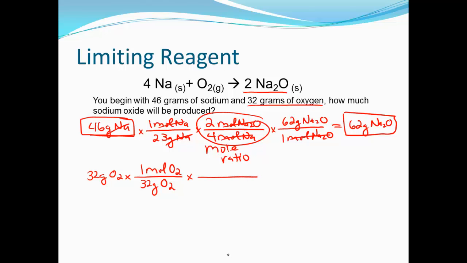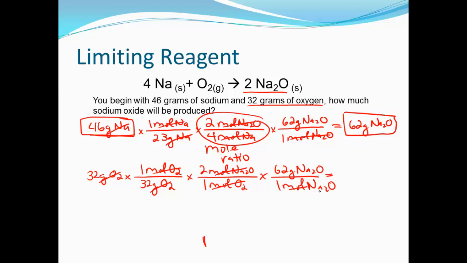Then we use our mole ratio from our balanced equation. For every 1 mole of oxygen, it will produce 2 moles of sodium oxide. Grams of oxygen cancel out, moles of oxygen cancel out, and then what I need to do is convert the moles of sodium oxide into grams of sodium oxide.